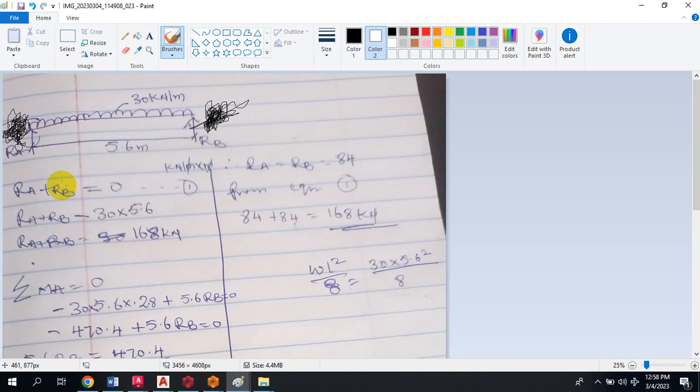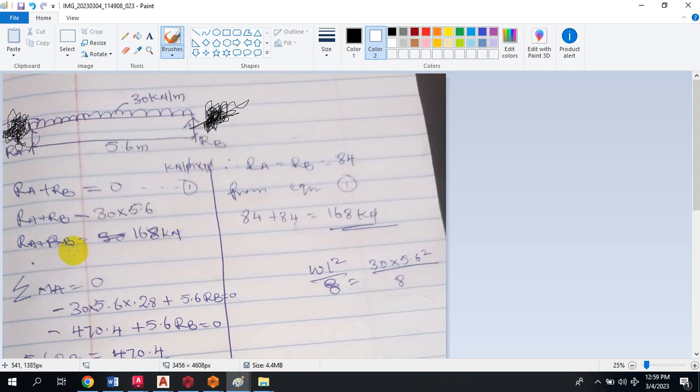When we try to apply equilibrium of forces, this is actually going to give us 30 multiplied by 5.6, because we are converting kilonewton per meter to kilonewton. When you multiply this by the entire length that this load is acting on, because it is uniformly distributed over this span, the meter is taken off and it is going to be in kilonewton.